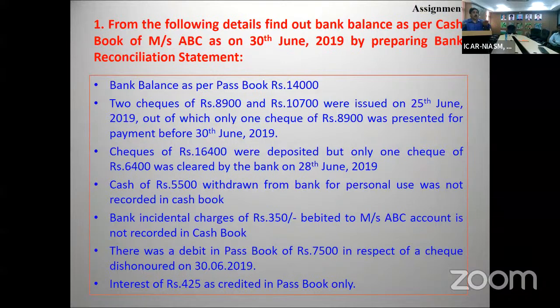left hand. Okay. At the beginning of the question, my left hand and right hand are all equal. Same balance, in the sense that the cash book balance does tally with the balance of the passbook. It's equal. Balance of the passbook is 14,000. Okay. It is given 14,000. You see the second entry. Two checks of rupees 8,900 and 10,700 were issued on 25th June 2019, out of which only one check of rupees 8,900 was presented for payment before 30th June.